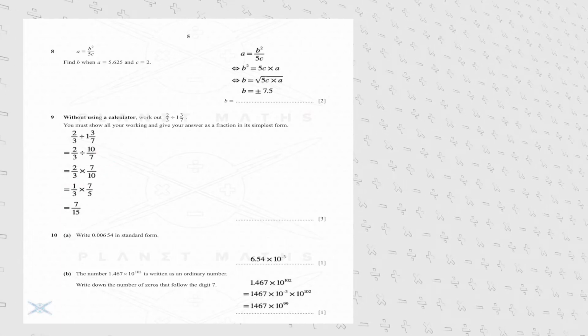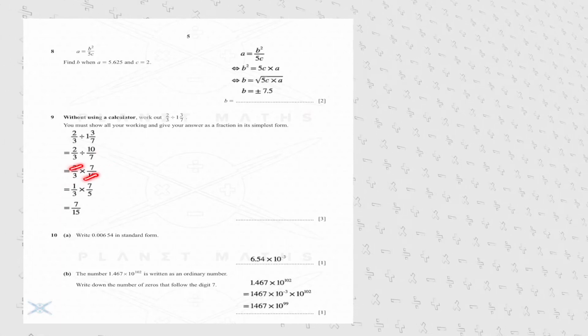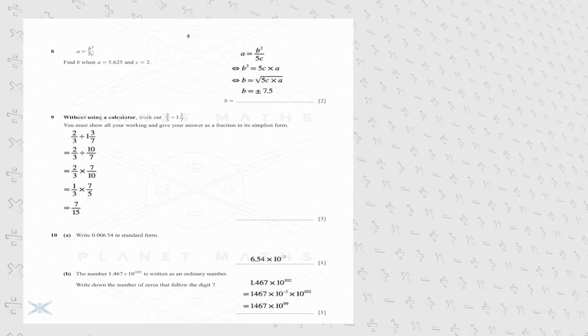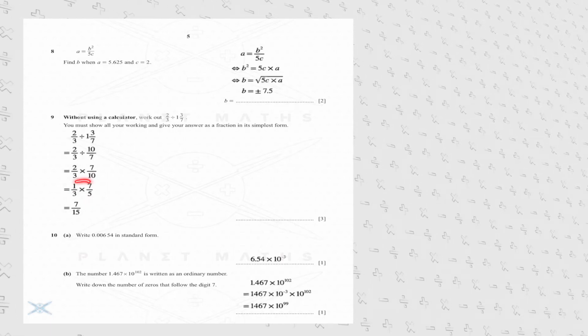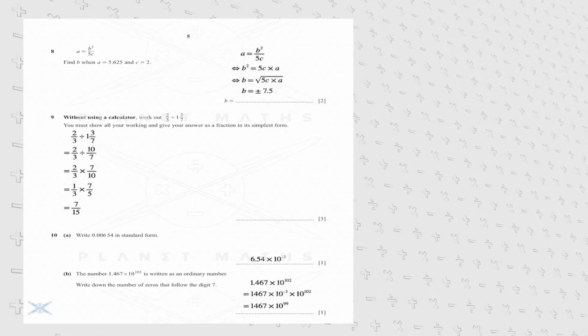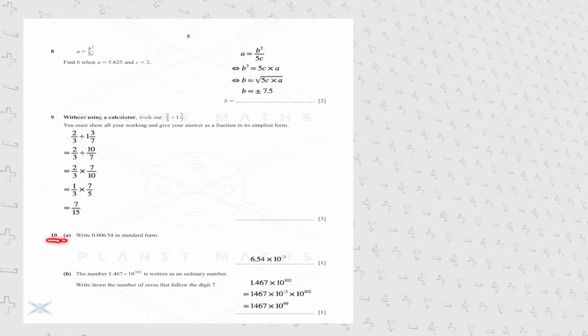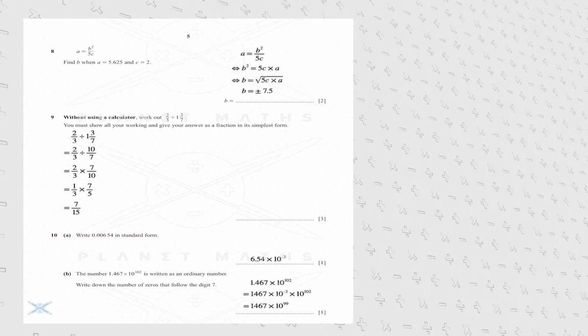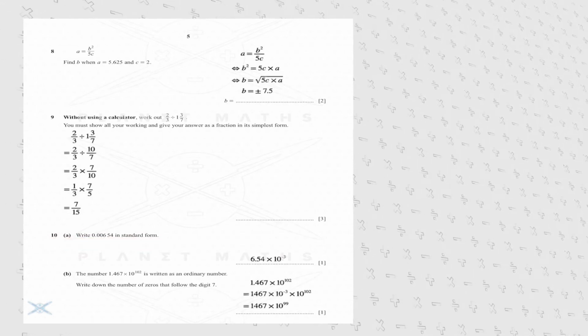Then we can simplify 2 and 10 by dividing both of those with 2, and thereafter we simply multiply the numerators and the denominators respectively and receive our result, which is 7/15. Next on to exercise 10, where in part A we are supposed to write 0.00654 in standard form.